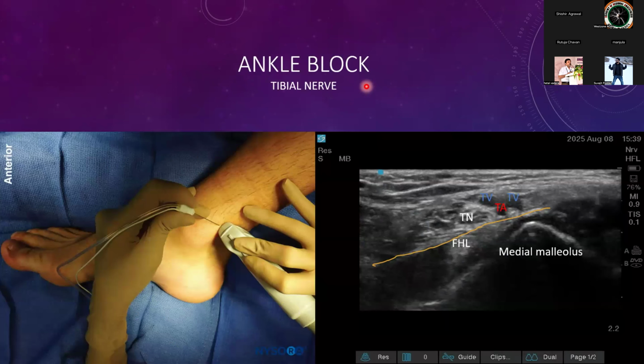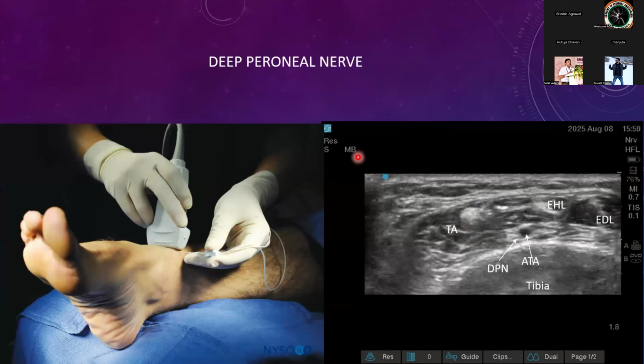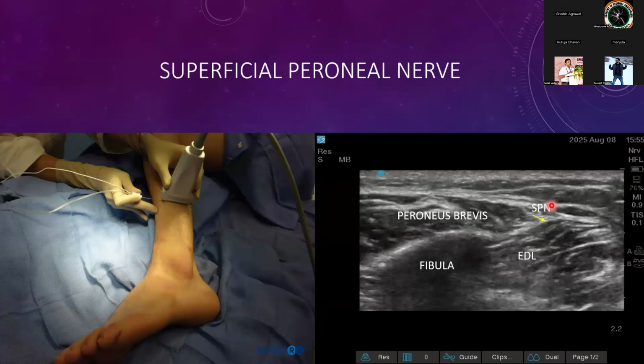Coming to the ankle block, for the tibial nerve we would use a high frequency linear probe placed transversely between the medial malleolus and the tendo Achilles. Our area of interest would be to find the tibial artery, and the tibial nerve lies adjacent to it. For the deep peroneal nerve, the probe is placed on the anterior aspect of the ankle. We have to identify the anterior tibial artery, and the deep peroneal nerve lies lateral to it between the tibialis anterior and extensor hallucis longus.